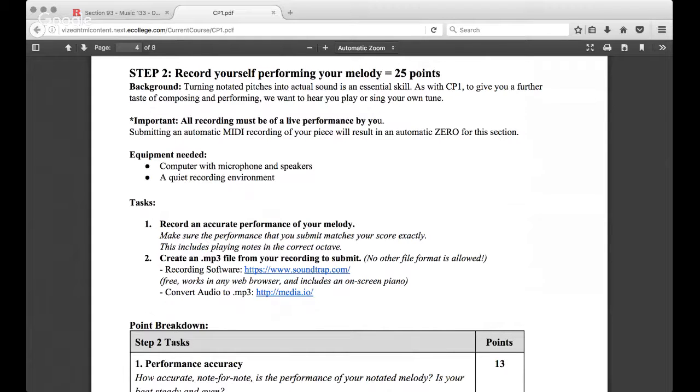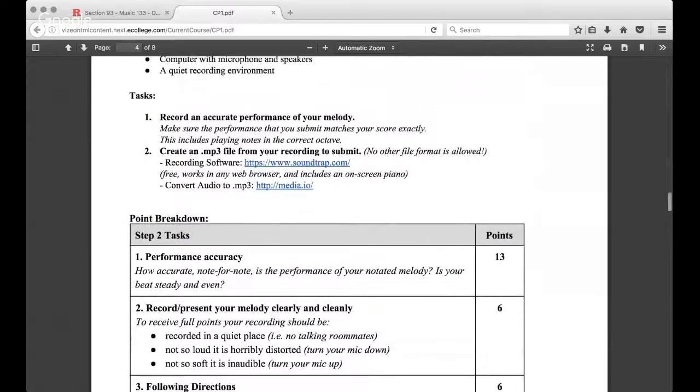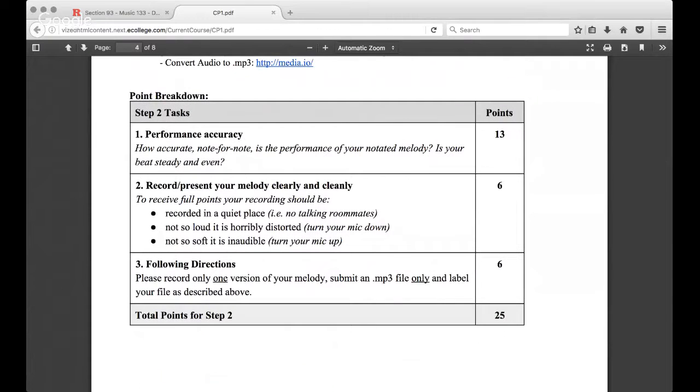The information on the page has to be heard in the recording. And so that's why we say a lot of points for performance accuracy.